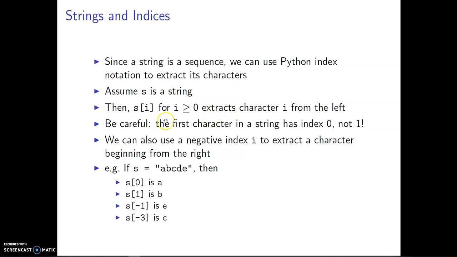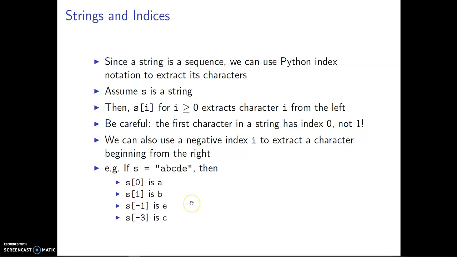So what does that mean? Well, the first character of a string has index 0 and not 1. That's different than, say, R. So just be aware of that. We can use a negative index to extract a character beginning from the right. That's really useful if you need to get, like, the second to the last character. The very last character would be given by -1, -2 would give you the second to the last, and so forth.